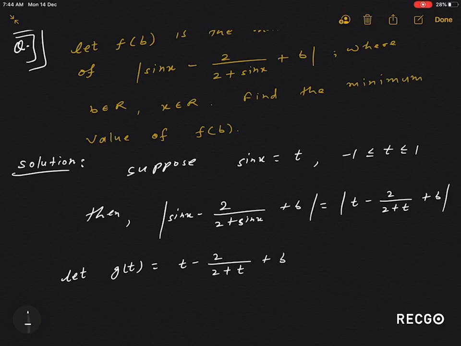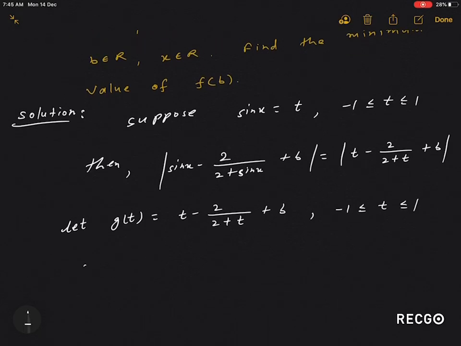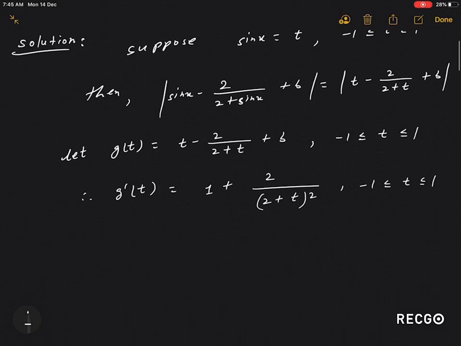Now let us say that g of t is equal to (t minus 2) by (2 plus t) plus b, where t lies between -1 and 1. To find the maxima of mod g of t, let us first find the maxima and minima of g of t. For that, I am differentiating the function g of t, and I am getting g dash t equal to 1 plus 2 divided by (2 plus t) whole square, where t lies between -1 and 1.